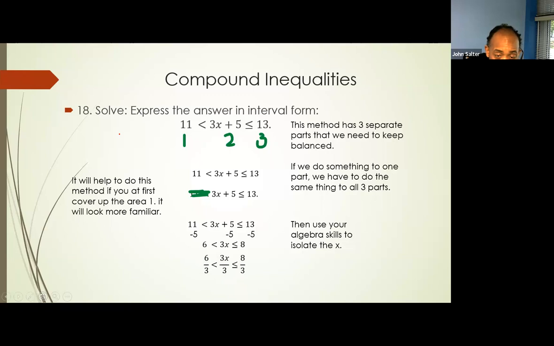X, I need to divide by that 3 to get it off of the x. And I got to do it everywhere. In which case I get 2 is less than x is less than or equal to 8 over 3. So it's basically the same as solving for x. I'm just doing it to all sides of the equation, not just both sides of the equation.